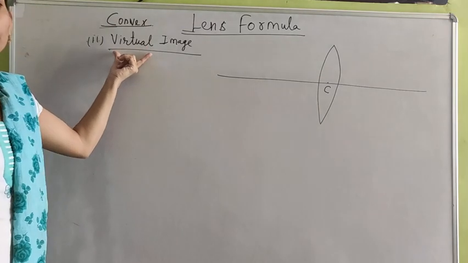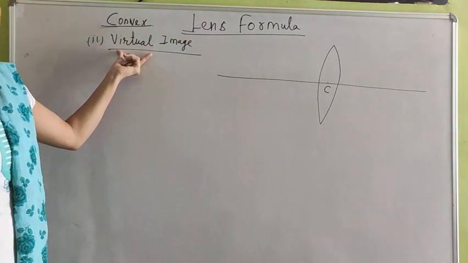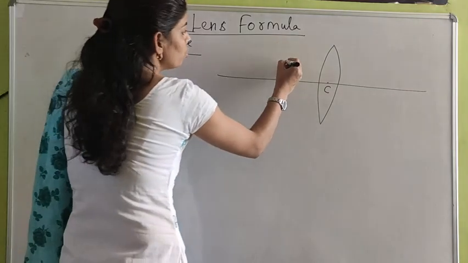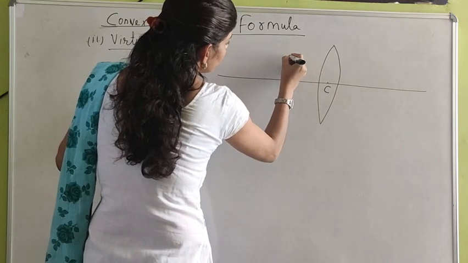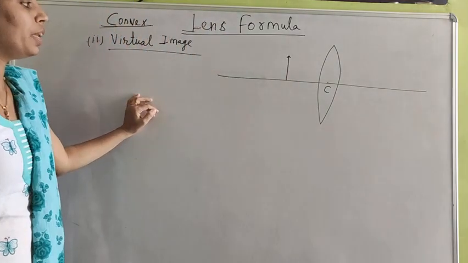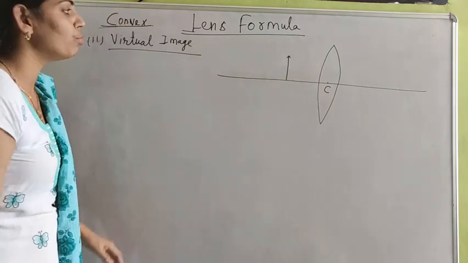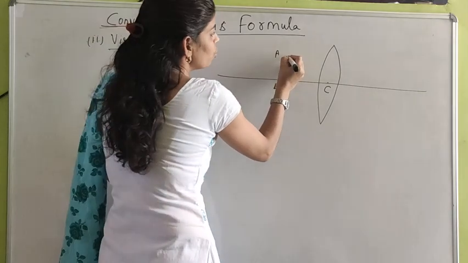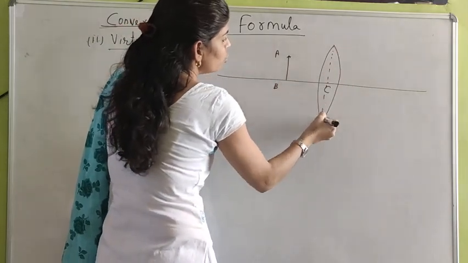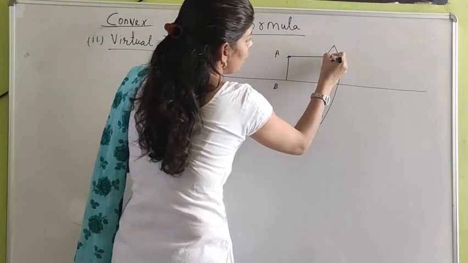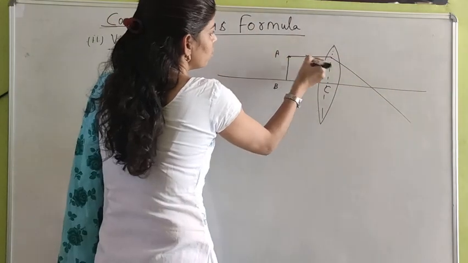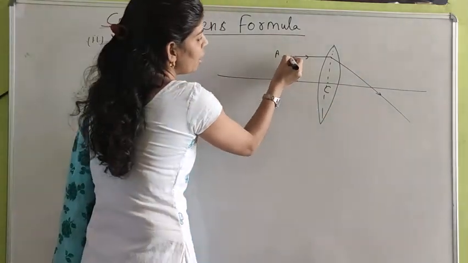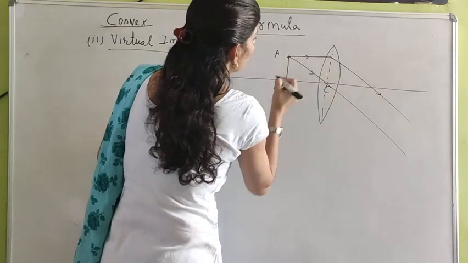For the virtual image, the position of the object is very close to the lens. So suppose here the object is placed between the optical center and the focus. So this is object AB. Through the object, one ray will go parallel to the principal axis and it will pass through the focus. This is the incident ray and this is the refracted ray. The second ray from the object will pass through the optical center and it will go undeviated.